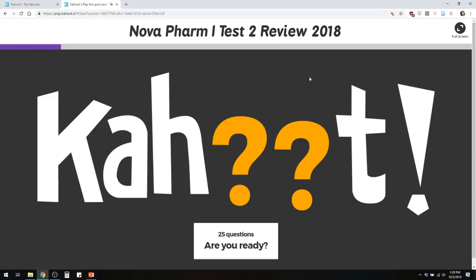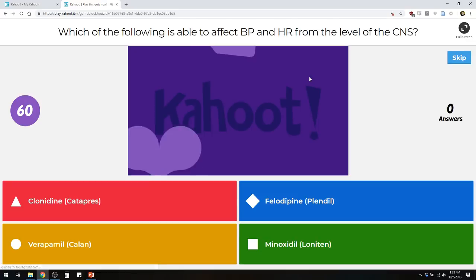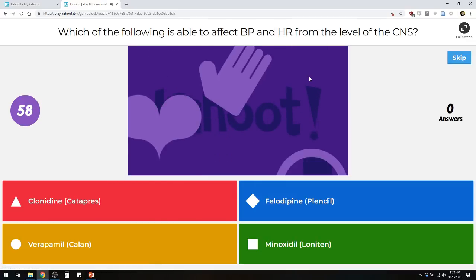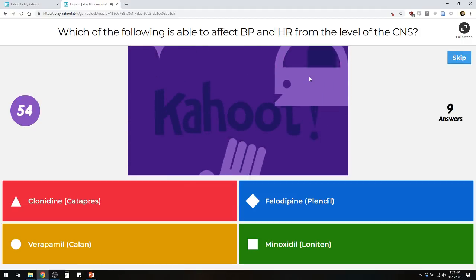All right. The pen will come up again, so don't worry too much about that. All right, which of the following is able to affect both blood pressure and heart rate from the level of the CNS? Is it clonidine? Is it felodipine, verapamil, or minoxidil?